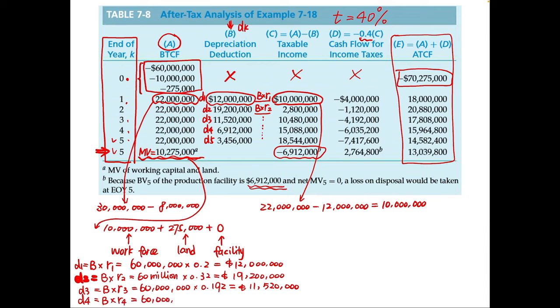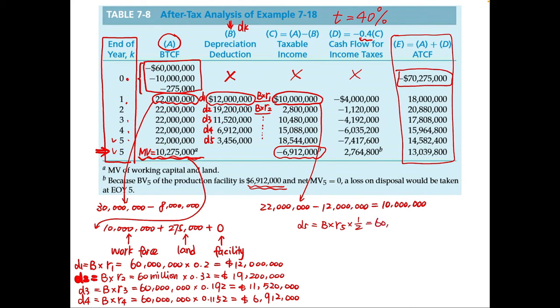B is 60 million. R4 is what? R4, if you go back to check the table, it is 0.1152. So you're gonna have 6,912,000. So now, what is D5? D5 is B times R5. Remember, the facility is gonna be disposed of at the end of the 5th year, and you know the MV is 0, okay? So you only can take a half-year depreciation for the 5th year. So you need to give it a half.